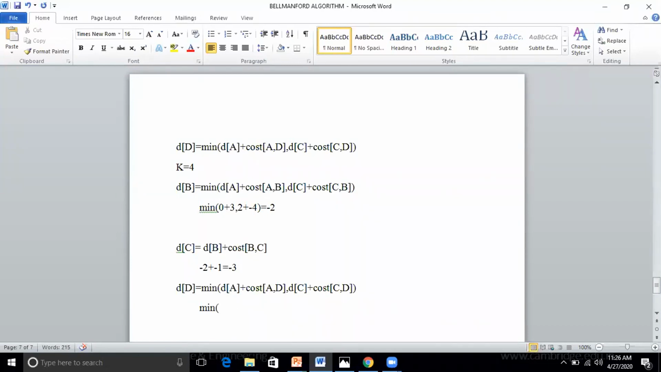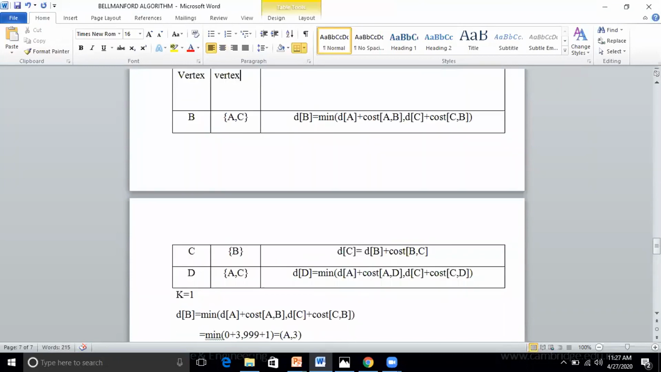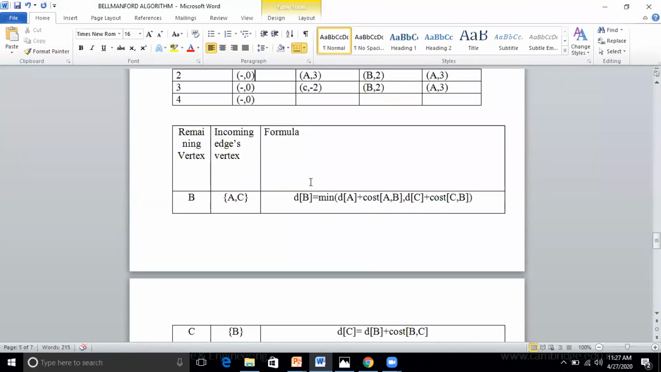Yeah, min of 0 plus 3. 0 plus 3, comma, D of C? 1 comma. D of C previous value is 2. 2 plus 1, what do you get? 3 itself. So what's the answer? Minus 2, minus 3. So it is via C. Via C, it is minus 2 itself.